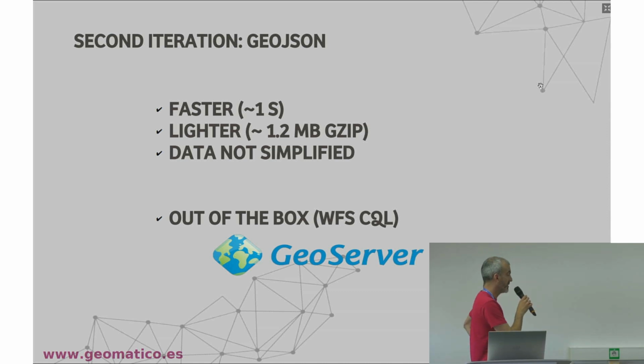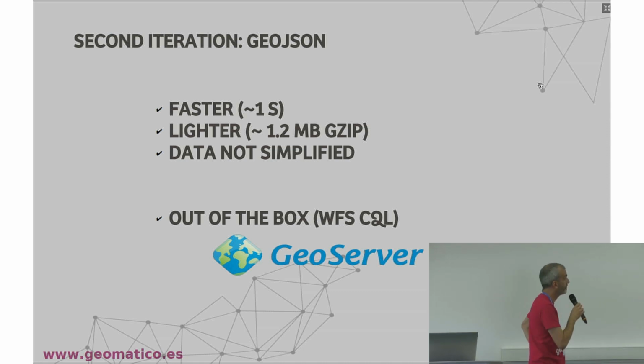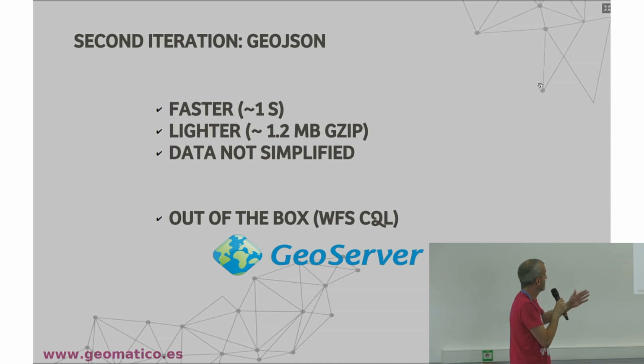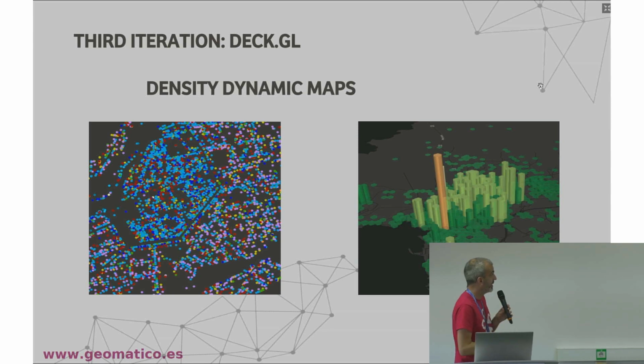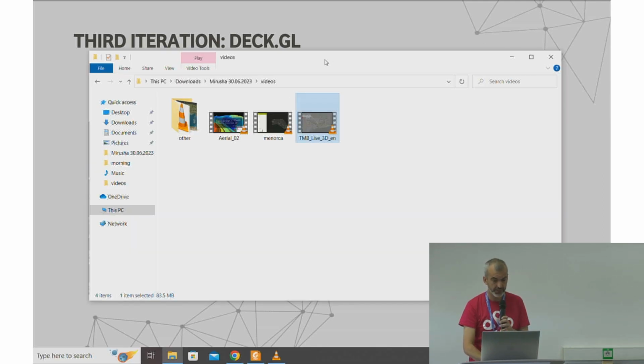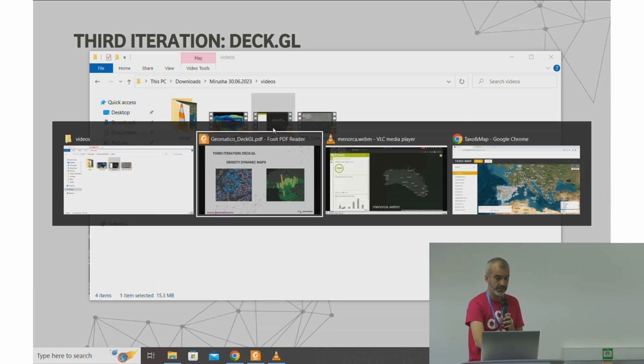So the second iteration was more simple, to use a GeoJSON file, which is faster, which is lighter, the data is not simplified, and GeoServer provides the GeoJSON file directly. So it worked very well, and at the third iteration we have this. We use Deck.gl to symbolize these density dynamic maps. I think I'll also put a very short video of this, just for you to see that it goes fast.